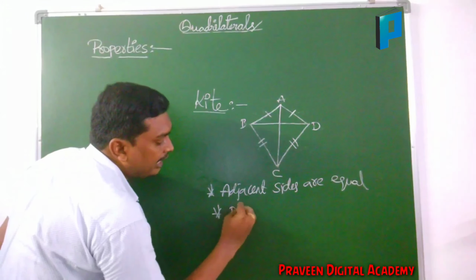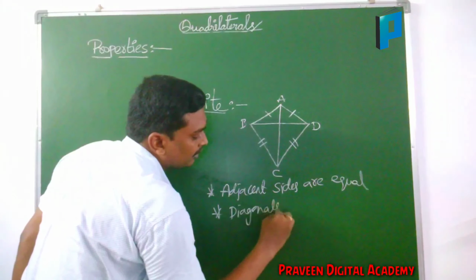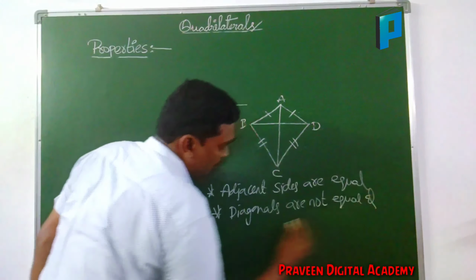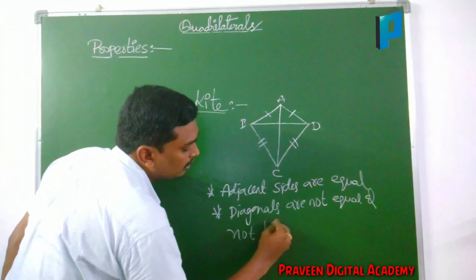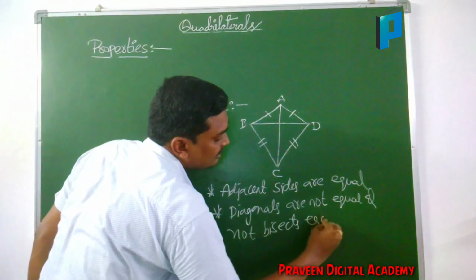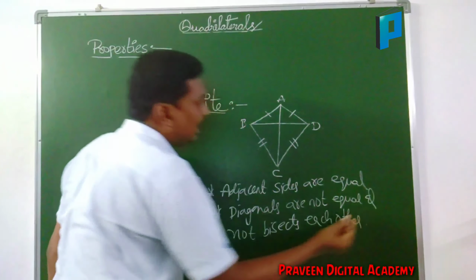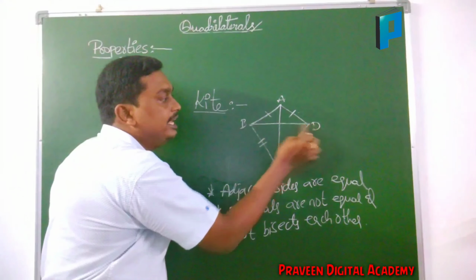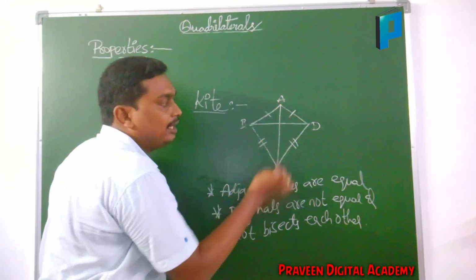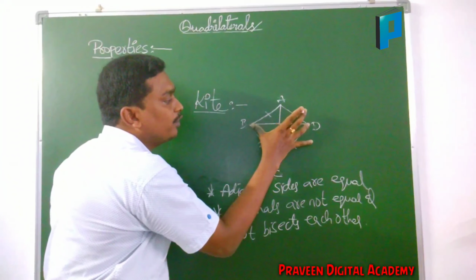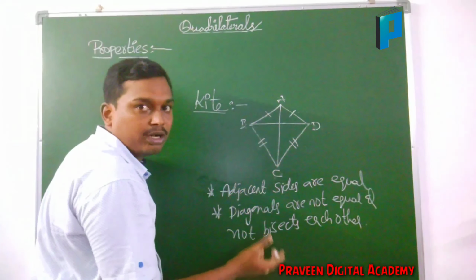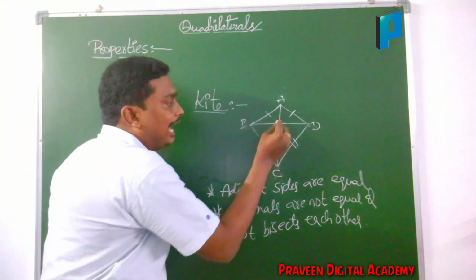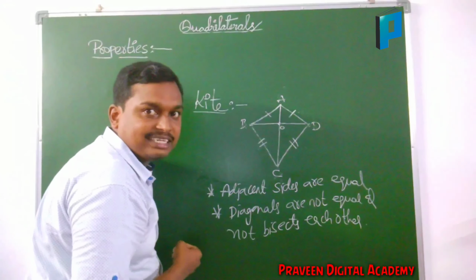And diagonals are not equal. Diagonals are not equal and do not bisect each other. And look at here. Here BD is a diagonal, AC is a diagonal. Here BD is smaller in length when compared to AC, and so you can say that BD and AC both are not equal. What is this BD? Diagonal. AC is also a diagonal. Diagonals are not equal, and these both do not bisect each other.